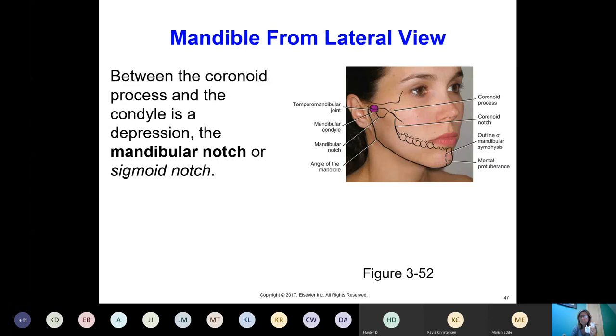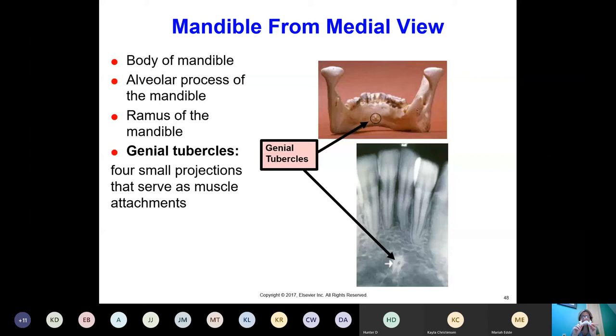Then we've got the medial view. So we're going to look closer to the center, closer to the midline, at the medial view of the body of the mandible. The body of the mandible is this right here, this bottom part. Now we've got the ramus. So this whole thing right here is the ramus.